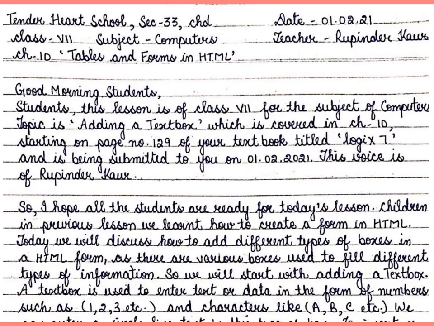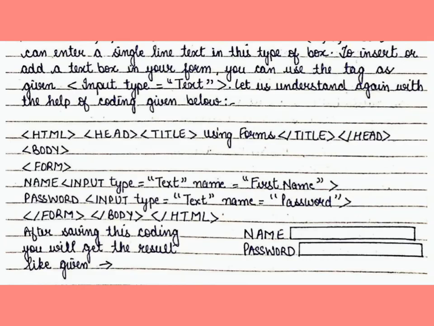A text box is used to enter text or data in the form of numbers such as 1, 2, 3, etc. and characters like A, B, C, etc. We can enter a single line text in this type of box. To insert or add a text box in your form, you can use the tag as given: input type is equal to text.